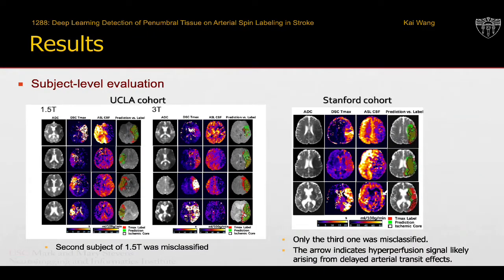Here we showed some representative cases from both the UCLA cohort and Stanford cohort. 4 cases were shown for each of the field strengths for the UCLA cohort. Only this subject was misclassified. As for the Stanford cohort, only the 3rd one was misclassified, which is also the only one that was misclassified in the whole cohort. The arrow indicates the hyperperfusion signal likely arising from delayed arterial transit effects.